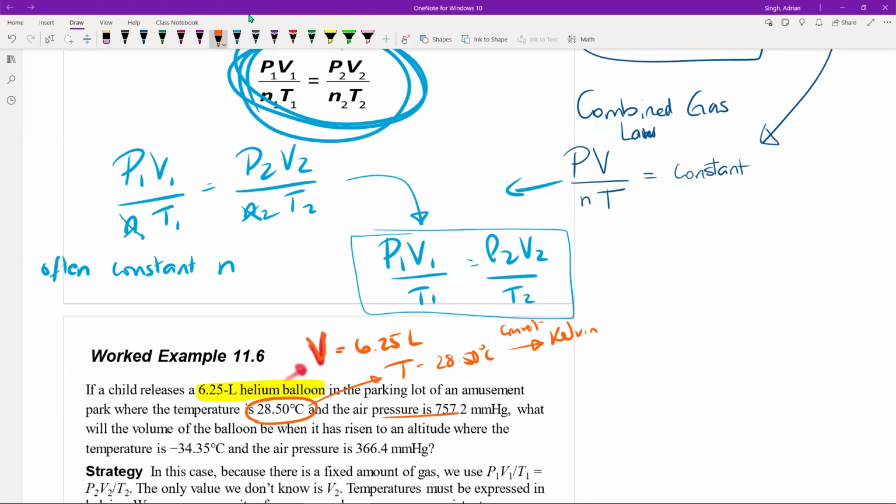Okay, and then the air pressure is 757.2 millimeters of mercury. That's the pressure, 757.2. And then part G says, what will the volume of the balloon be when it has risen to an altitude where the temperature now is negative 34.5? So this is a new pressure.